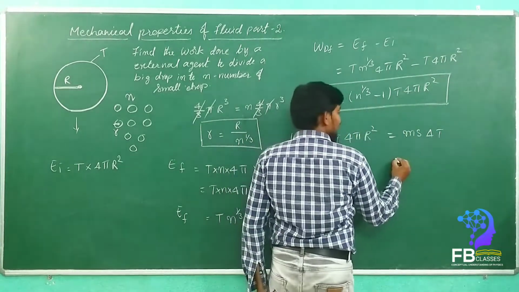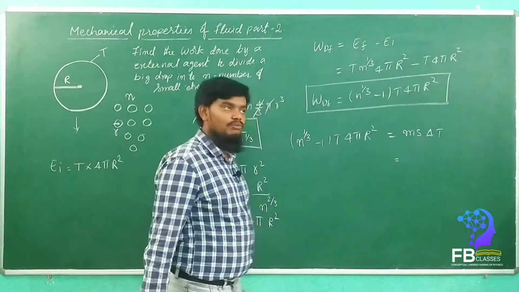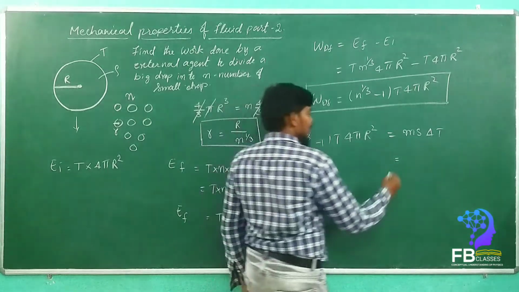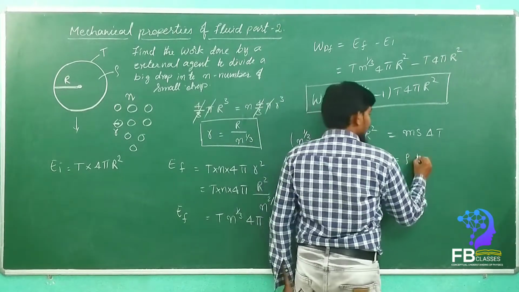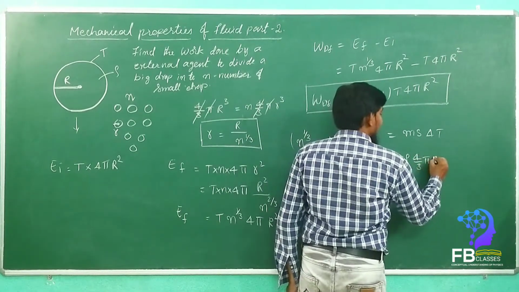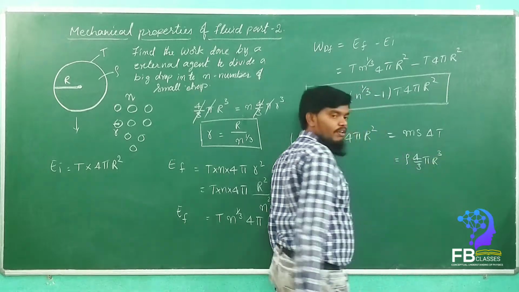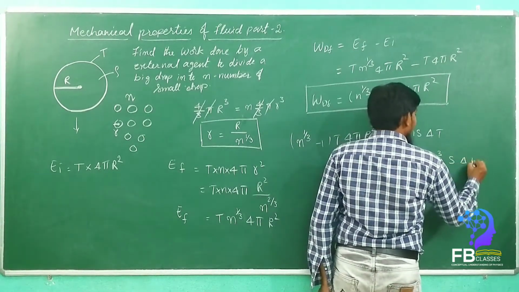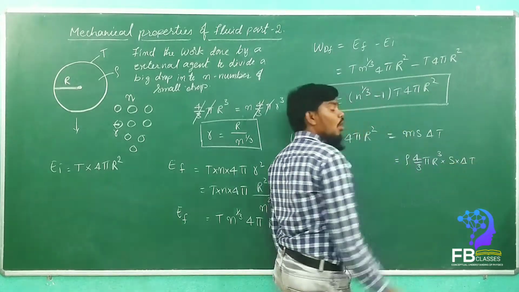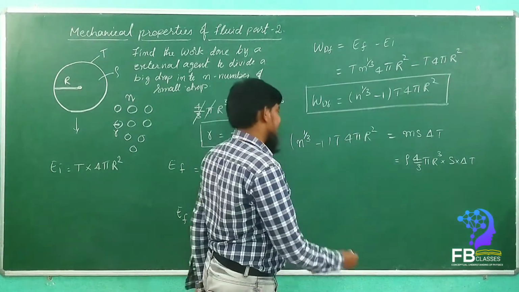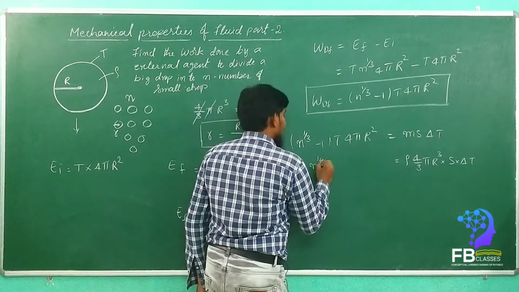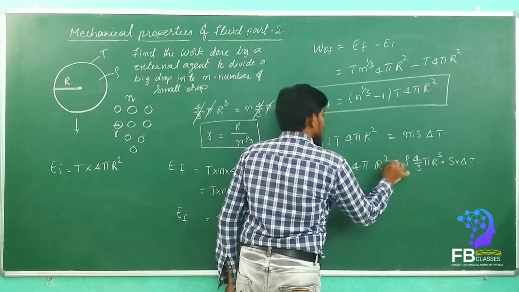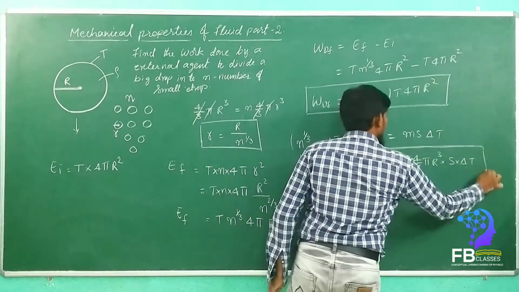Now m is nothing but what, my dears? Density into volume. Let this density be rho. Then rho into volume, which is 4 by 3 pi r cube, into s into delta T. He will ask how much the temperature increases. So n^(1/3) minus 1 into T 4 pi r square equals this. So this is the equation.